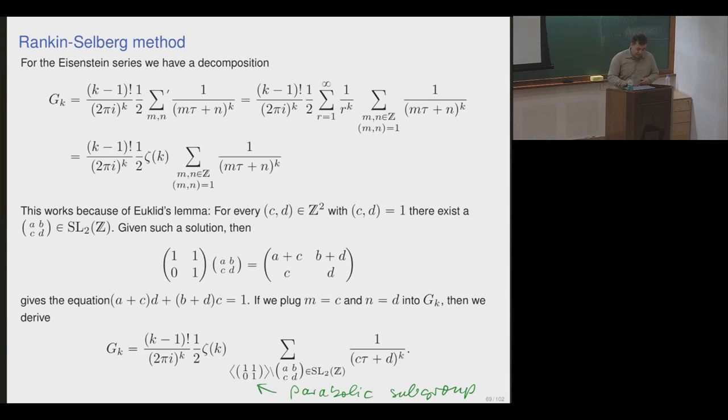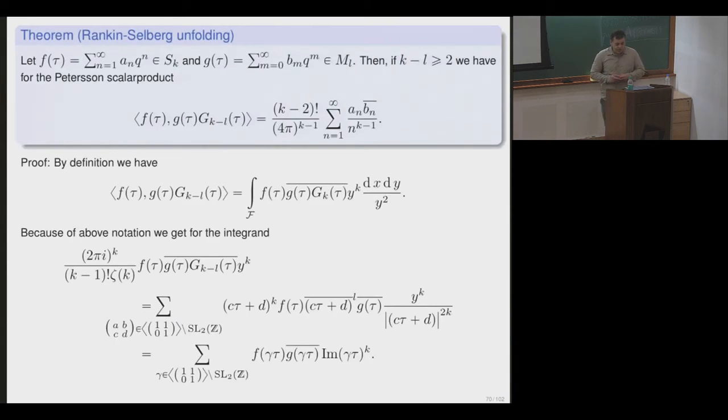Okay, and now we will use this for the so-called Rankin-Selberg unfolding. So if we have two cusp forms, or if we have a cusp form and a modular form, then we can also calculate the Petersson scalar product. So we can extend this from the space of two cusp forms to the space of one cusp form, one modular form. And now we can calculate this.